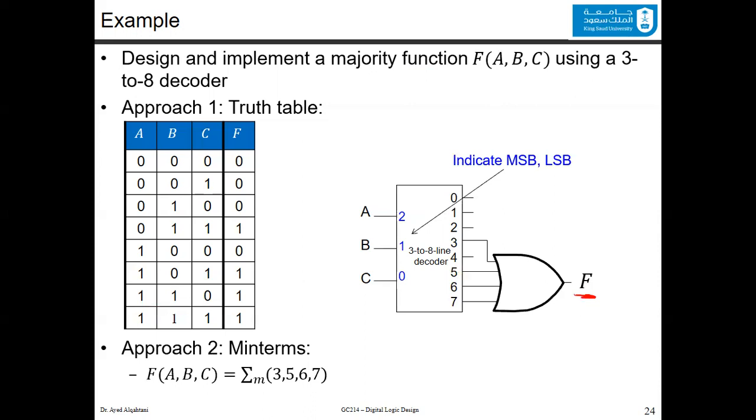As I said, this indicates the most significant and the least significant bits. And this is tied to the position in the truth table.